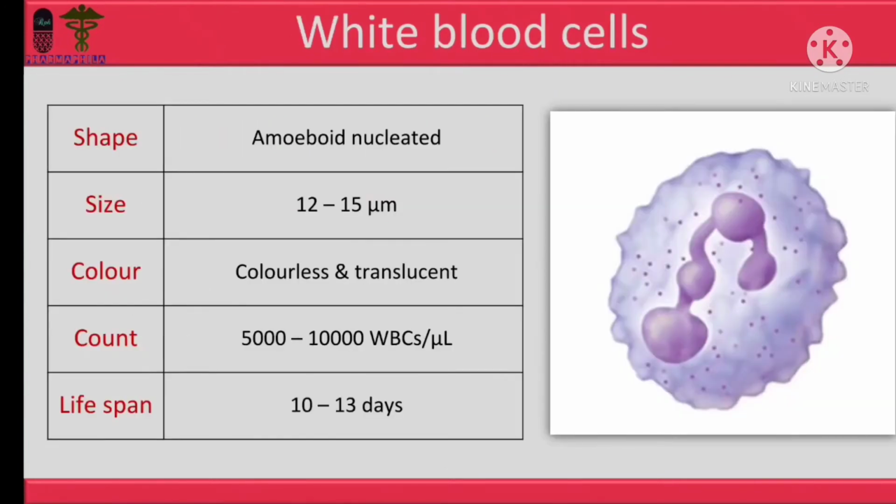White blood cell, another type of the cellular element of the blood. Its shape is amoeboid, with a nucleus. As you can see, it is amoeba-like in the picture. Its size is 12 to 15 micrometer and it is colorless and translucent. Its normal count is 5,000 to 10,000 WBC per microliter and lifespan is 10 to 13 days. And what is the lifespan of the normal RBC? That is 120 days.